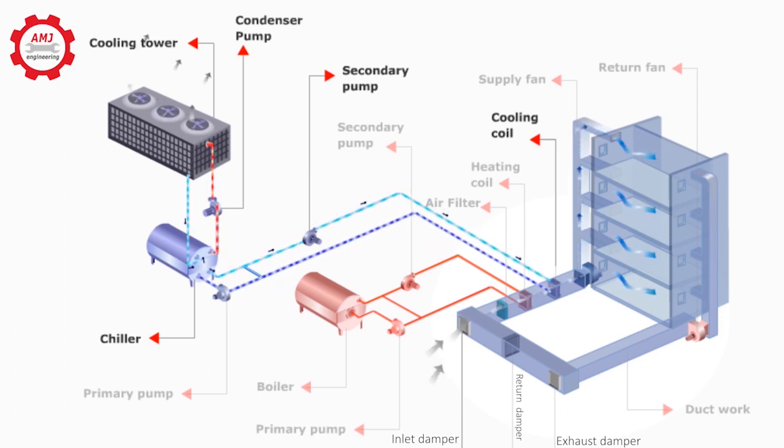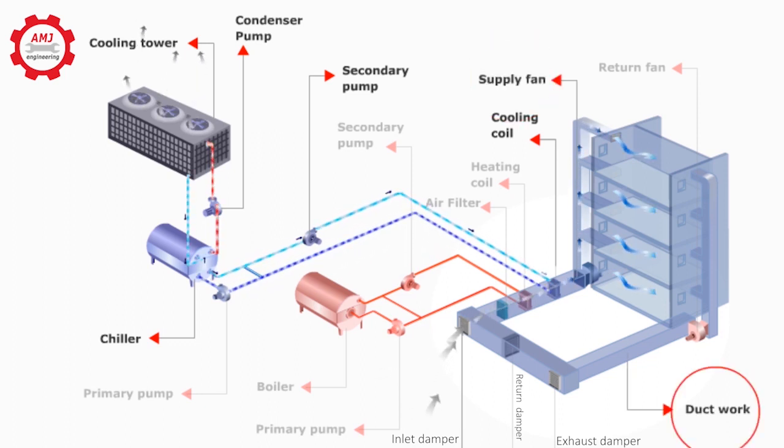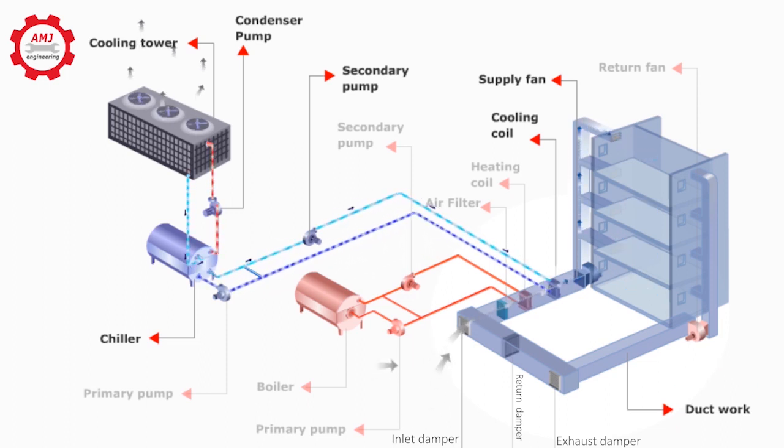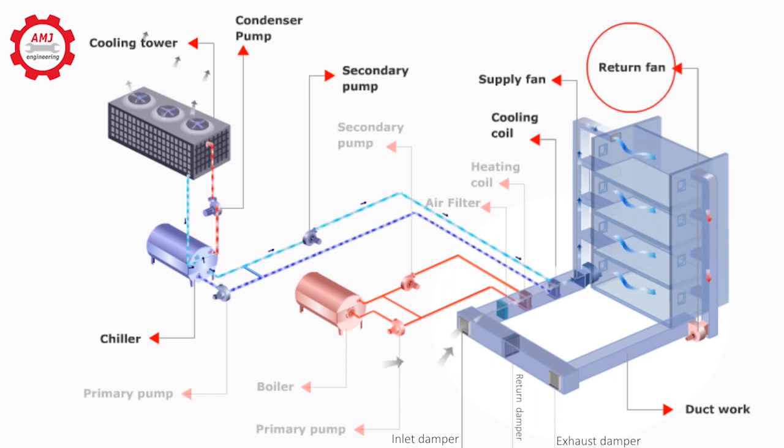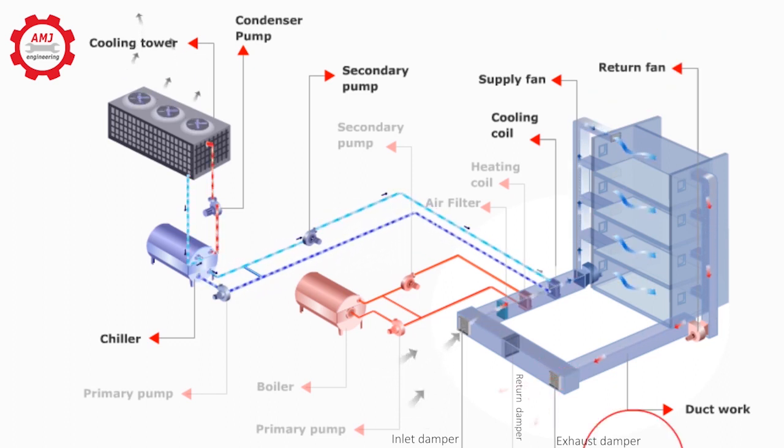The chilled air flowing out of the cooling coils is moved into the duct work by means of a supply fan. Through the duct work, chilled air is distributed to the individual zones. The warm air in the zones is sent back through the return fan. A part of this air is sent out as exhaust. The other part is fed back into the system through return dampers to be used for cooling.